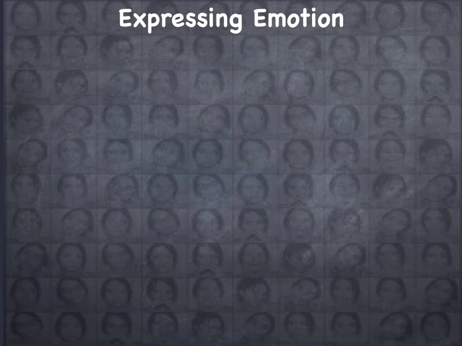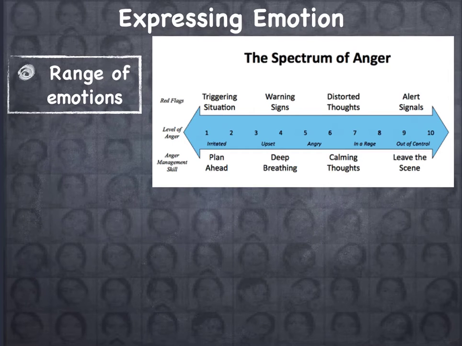So, expressing emotions. Do we express them exactly the same, and does everyone express them the same? Well, no, they don't. There's a range of emotions, and emotions are comprised in families. The anger family would range from irritated to out of control. And we might be in varying degrees of a spectrum of anger, and all emotions would have this sort of range, if you will.